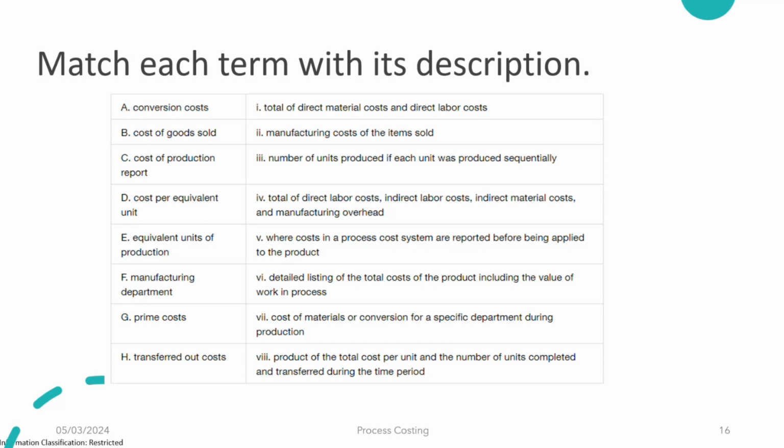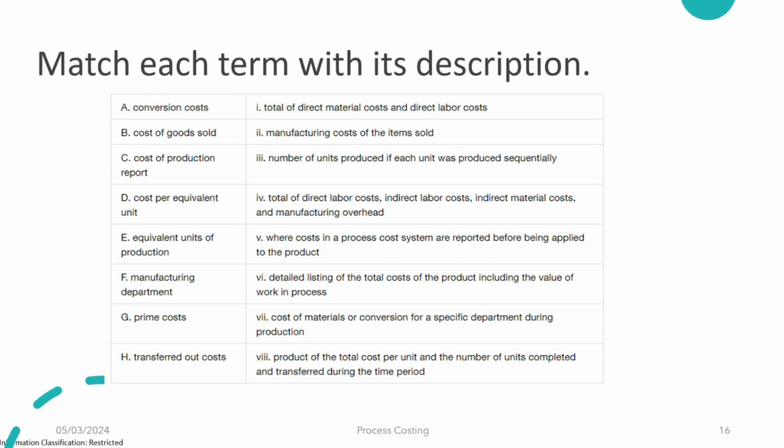What about C, cost of production report? So this one refers to where costs in a process cost system are reported before being applied to the product. It's called cost of production report.